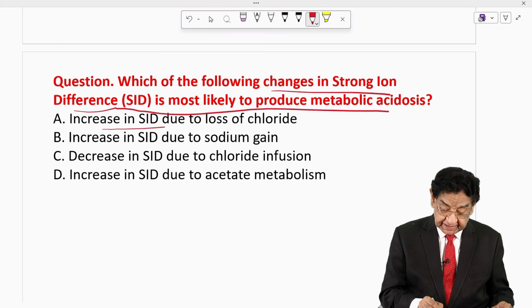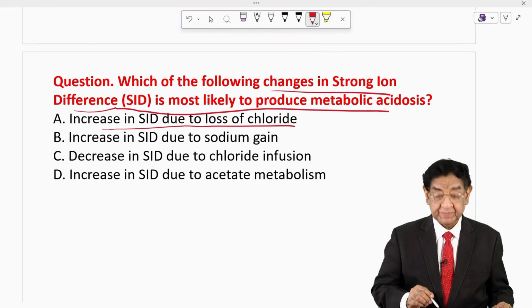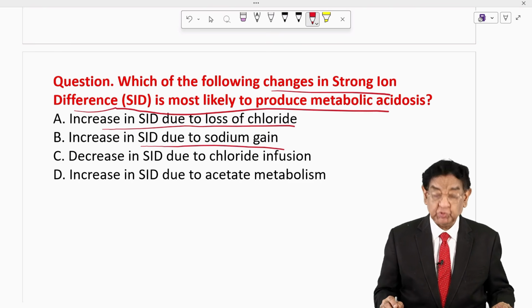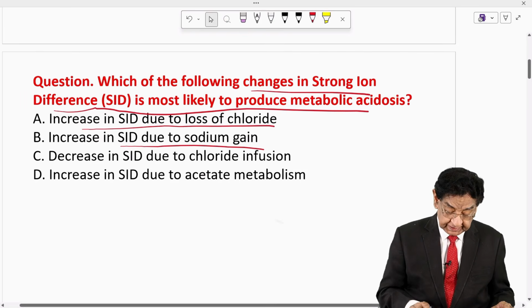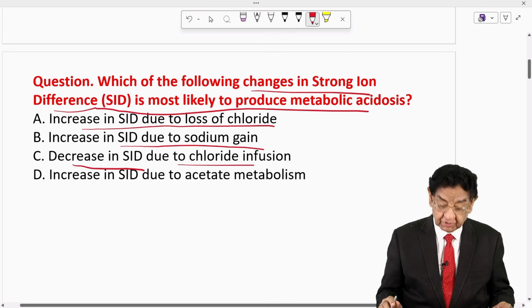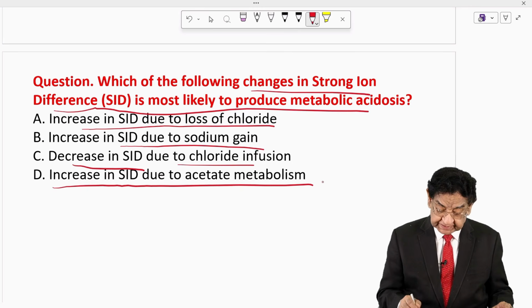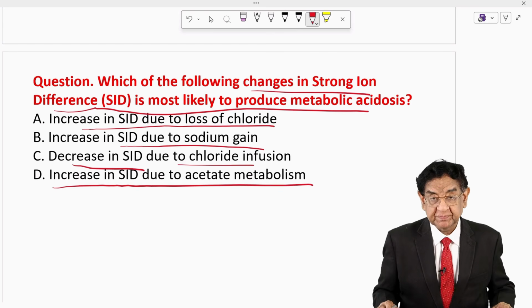Option A, increase in SID due to loss of chloride. Option B, increase in SID due to sodium gain. Option C, decrease in SID due to chloride infusion. Option D, increase in SID due to acetate metabolism.